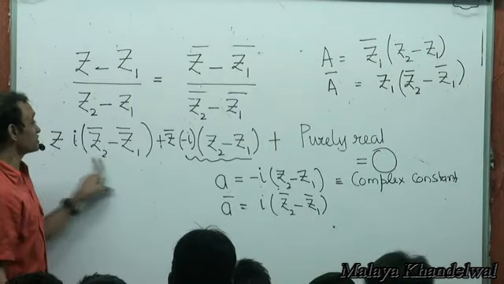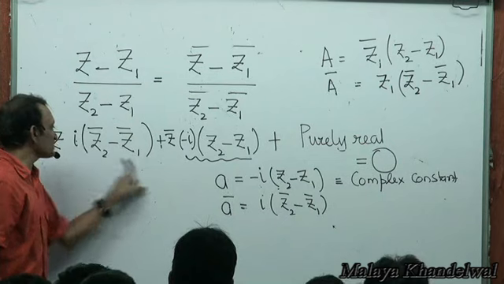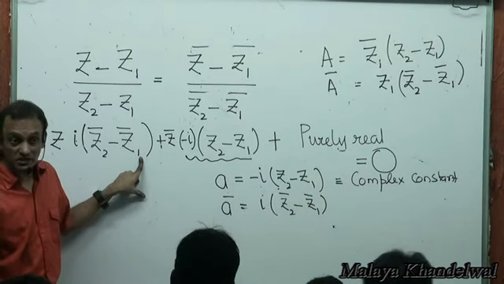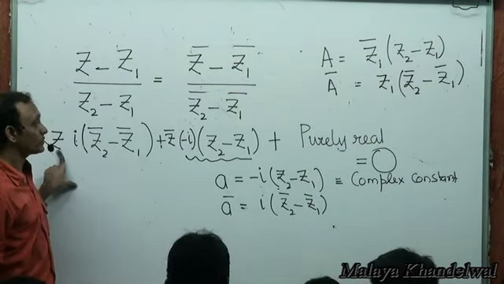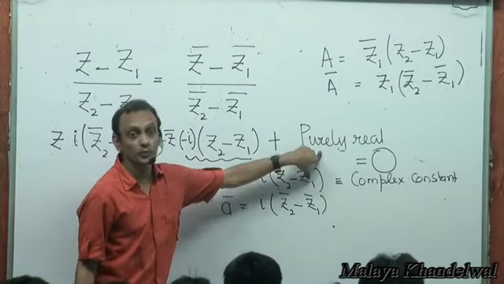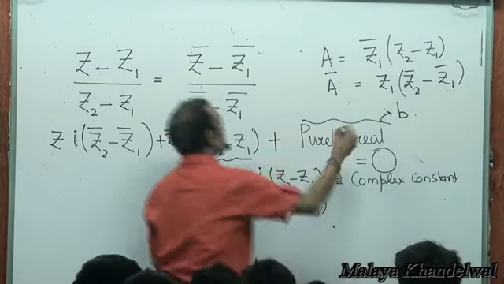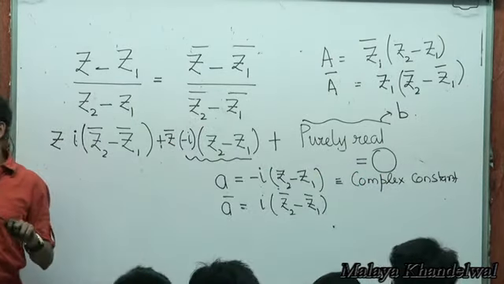Yes or no? Which is this? This is A bar. Right? So this is A bar, where A is a complex constant, into Z. A Z bar plus a purely real number, a real constant B, equal to 0, is the form of the equation of a line in the complex plane.